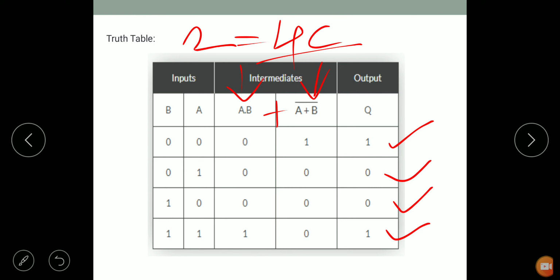Now we will see in the next video what the characteristics of logic families are. Thank you.